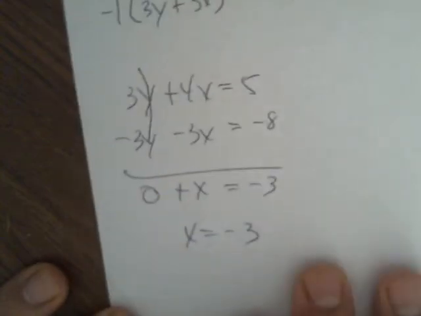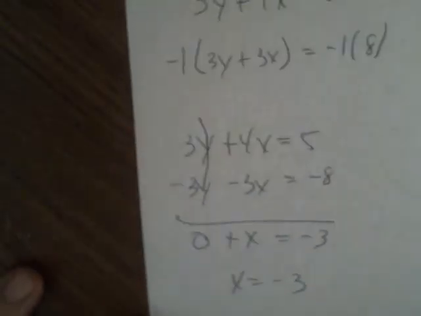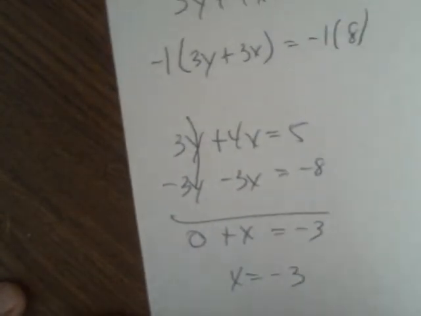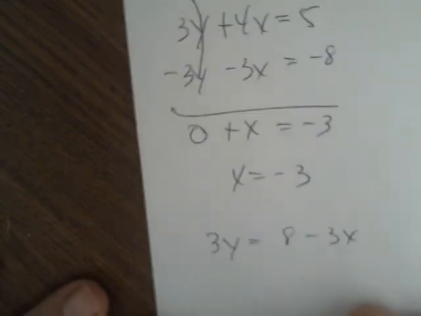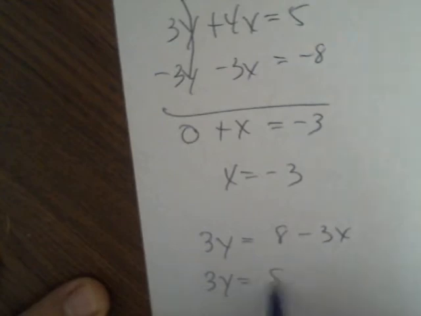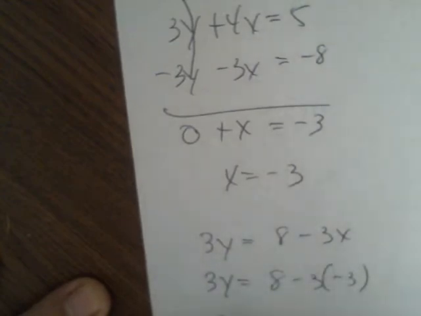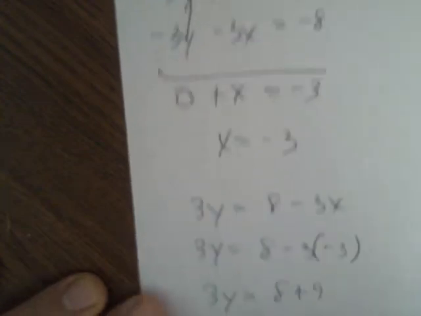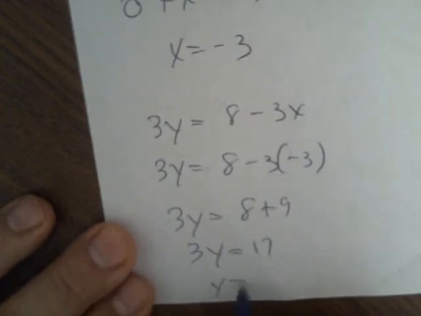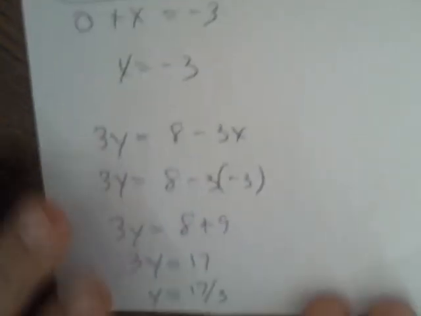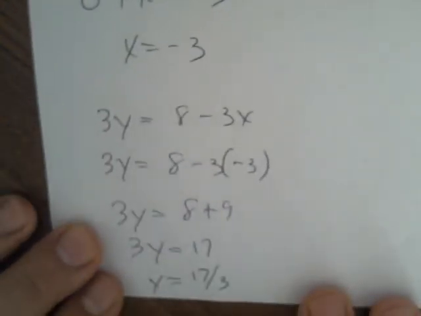Now, I still have to find y, so I can go up to any of these equations up here, and knowing that x is negative 3, find my y. So I will probably choose this one because there should be less steps here, okay? So 3y is 8 minus 3 times negative 3. And this is 8 plus 9, which is 17. Divide by 3 to get 17/3. Okay, so that's the addition method.